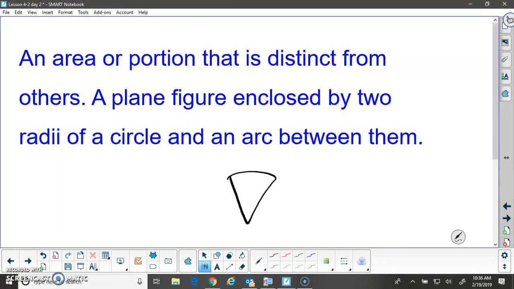It looks like this. We have two radius lengths. We have an angle in between the two radius lengths. And then we have a curved length S. The definition of a sector is the area or portion that is distinct from others. It's a plane figure enclosed by two radii of a circle and an arc between them.